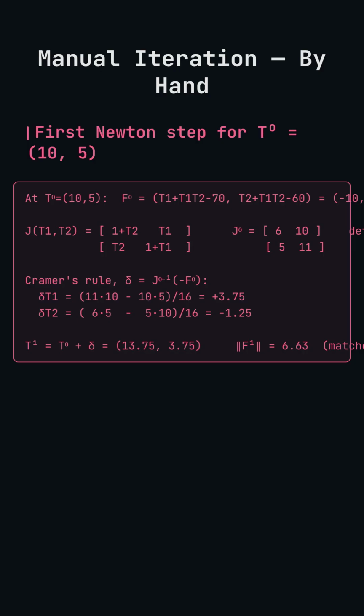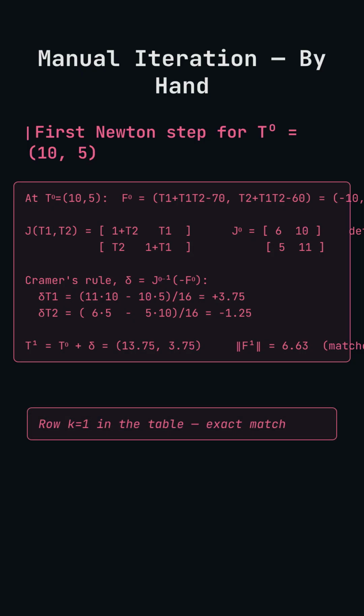Cramer's rule then gives delta T1 equals 3.75 and delta T2 equals minus 1.25. So the updated guess is T1 equals 13.75, T2 equals 3.75, matching row 1 of the iteration table exactly. Every later Newton step repeats the same three moves. Evaluate the residual, build the Jacobian, and solve by Cramer's rule.